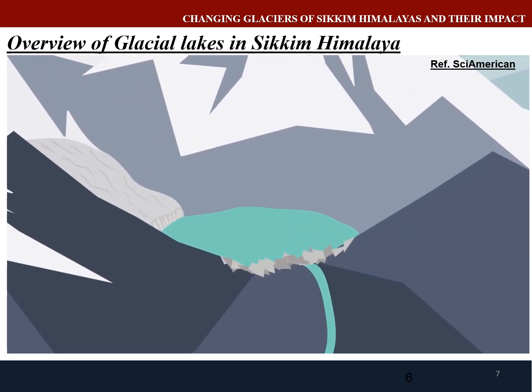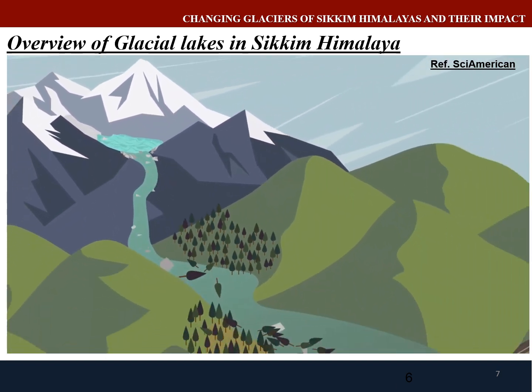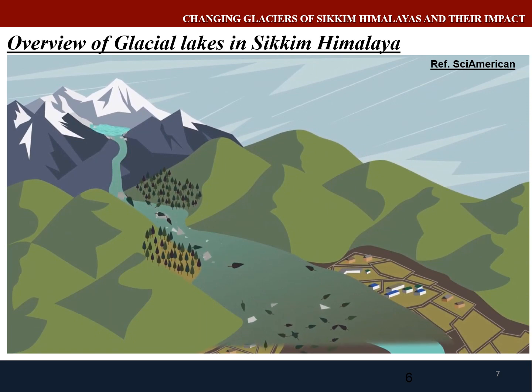Now they are connected, they form a larger lake, and at the lower end, the ice falls in it, and the whole water comes down and takes out the whole thing. The same thing happened recently in Sikkim at the Teesta River basin.